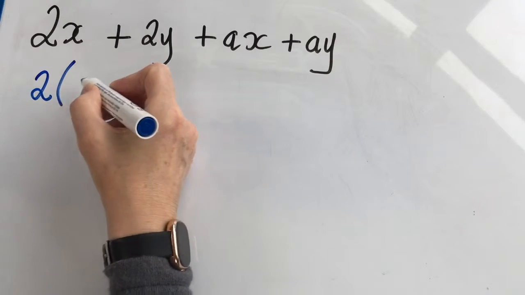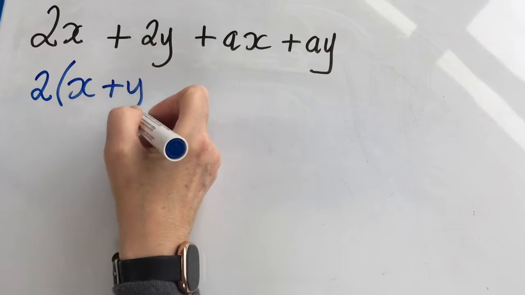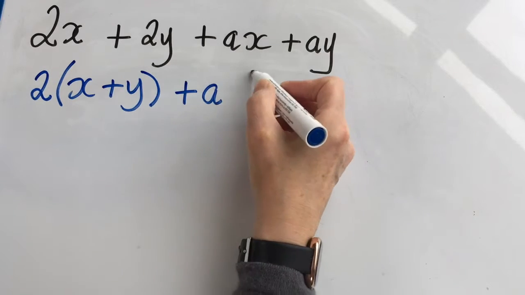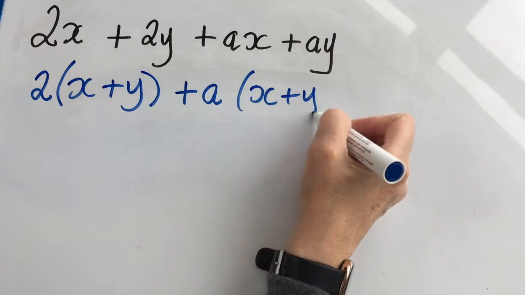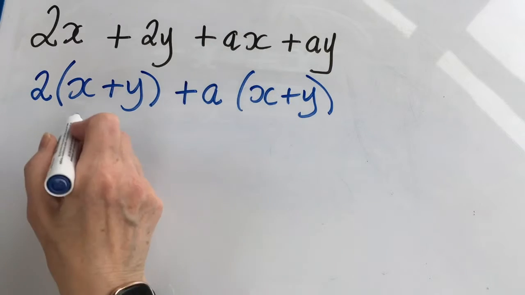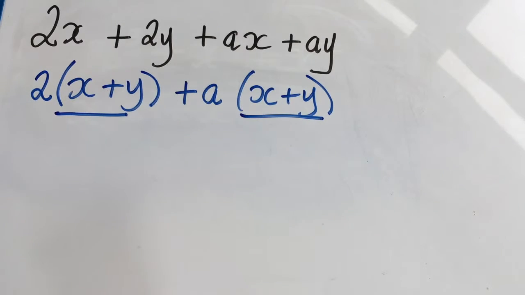So 2 on x plus y. And I'm going to take out a plus a on x plus y. Now let's look at that. The 2 brackets contain exactly the same expression, x plus y. So now I have it set up so that I can take out a common factor. That common factor is x plus y. It's important to note that the brackets contain identically the same thing.